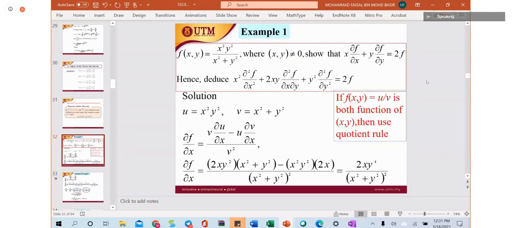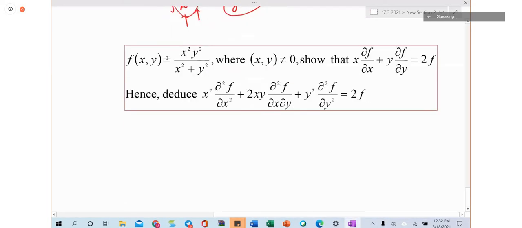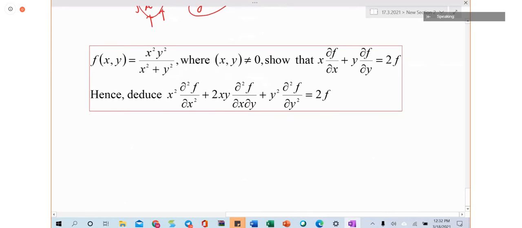Okay, this will be a harder example. Here, f is this, where x, y not 0, show that, hence use this. Okay, this will be a long solution, but I will try. So this is like a proving question. Show that x del f del x plus y del f del y equals 2f. I think this is easy, right? Let's say I start with the left first.